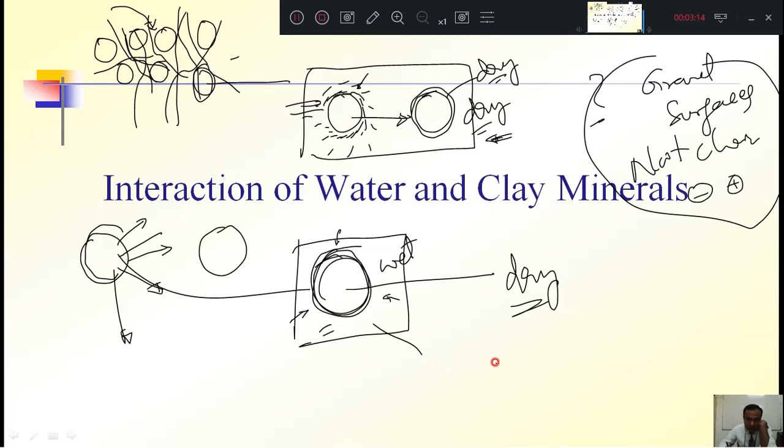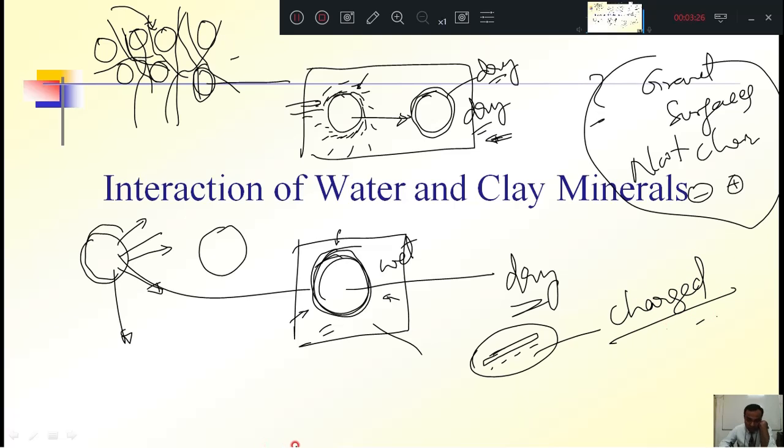But clay particles have many reasons, not only the surface, many reasons are there. Because of that, clay particles are always charged particles. Therefore, they attract water. Once they attract, they don't leave that water easily. That is called the interaction of water with clay minerals. This we are studying now.